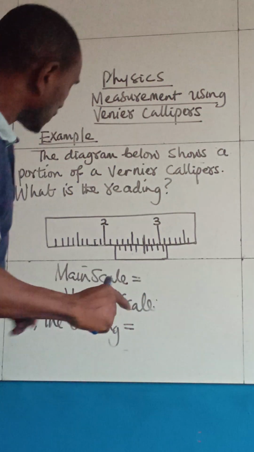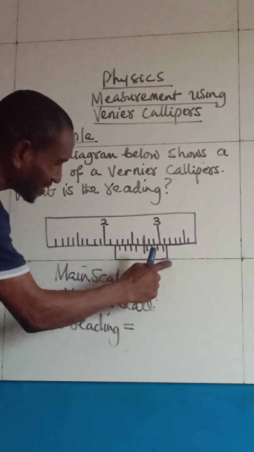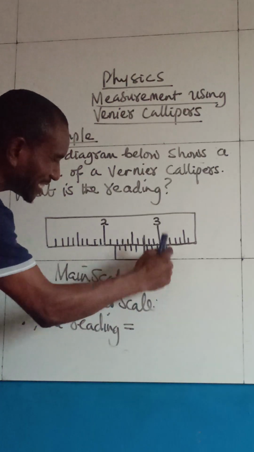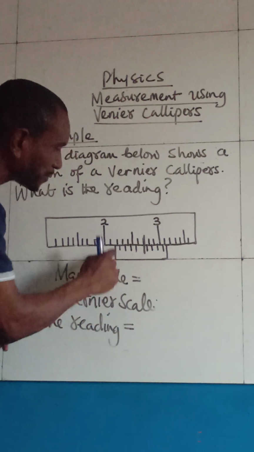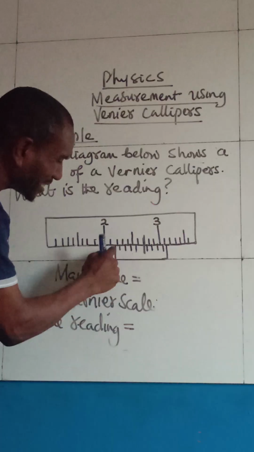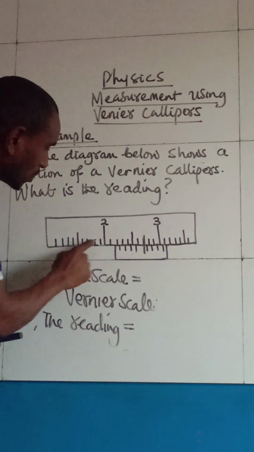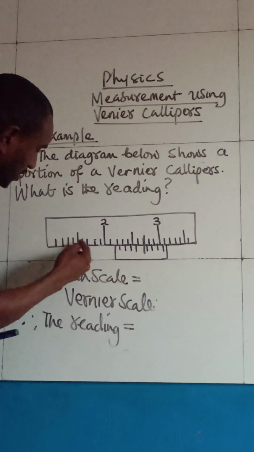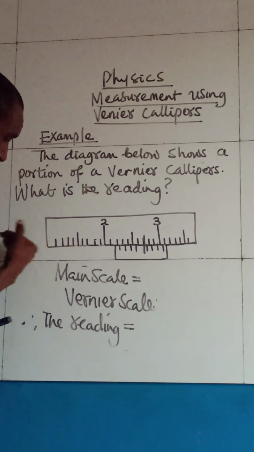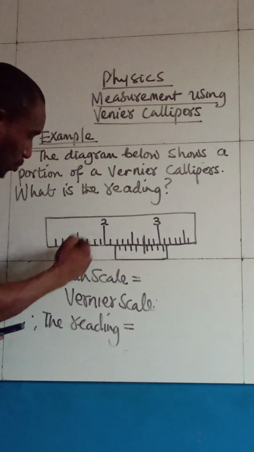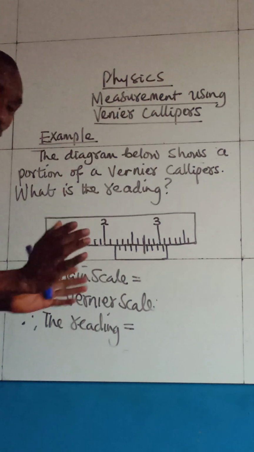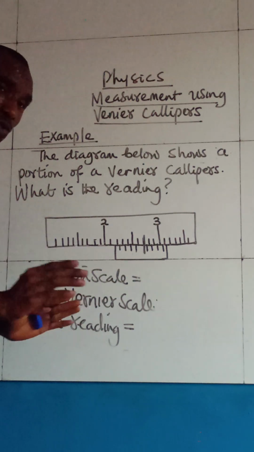Now let's look at this. This side is the main scale and this is the vernier scale. Look at the boundary of the vernier scale. From this point, remember that we have up to 1.0. It started from 0 down to 2. That's why they call it a portion, so others must have been cut off.